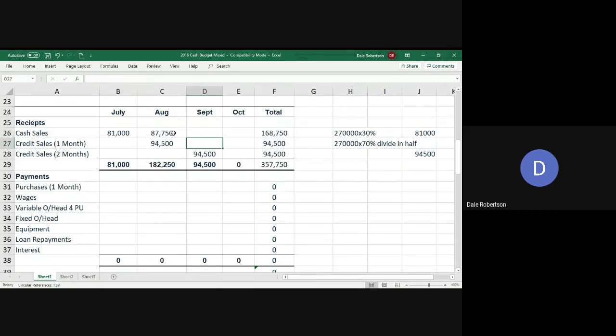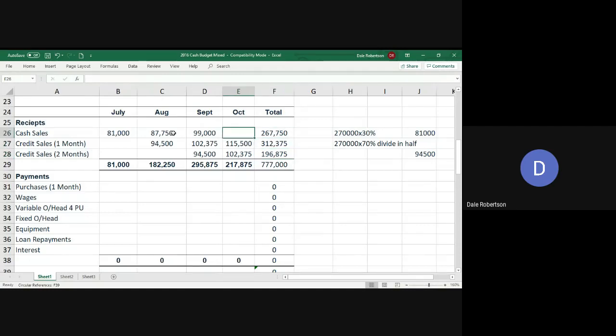And then you have 102,375, and again 102,375. And then you base it on September sales, and September sales are 33,000, so 30% of that is 99. And then the 70%, half of that is 115,500, which we will collect in October. The other half of that we do not collect until November, which is outside of our time frame here.